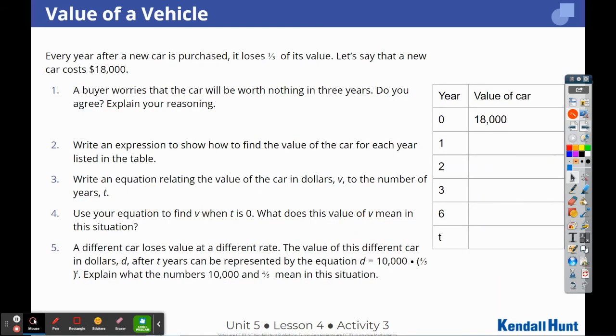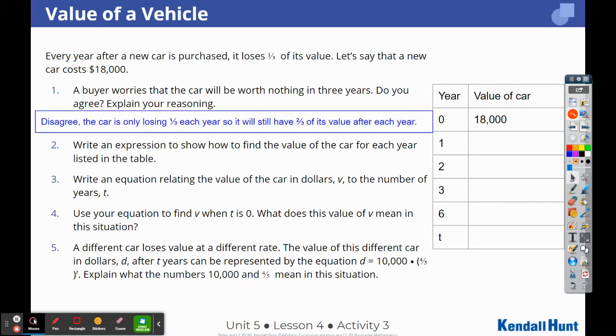All right, let's look at buying a new car. So if you have a car that costs $18,000 and it loses a third of its value every year, we need to look at this as it's decaying. So a buyer's worried that the car will be worth nothing after 3 years. Do you agree or disagree? So you should definitely disagree with this, because she's thinking that it's losing a third.